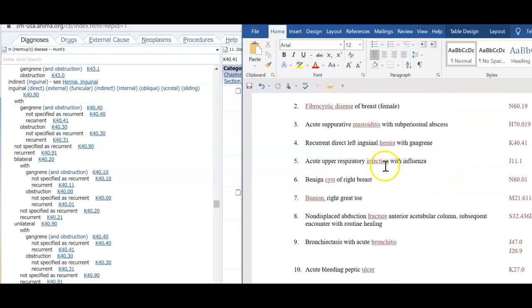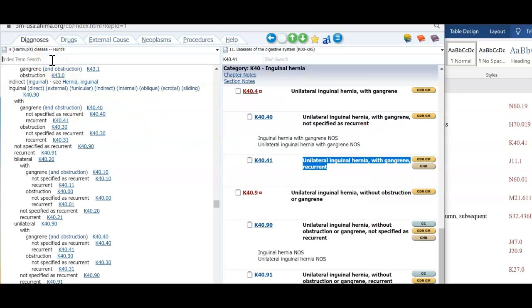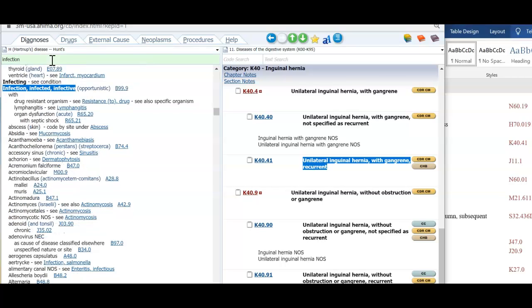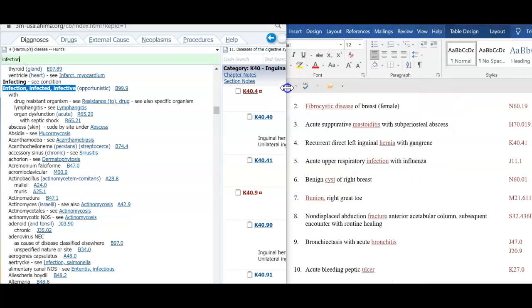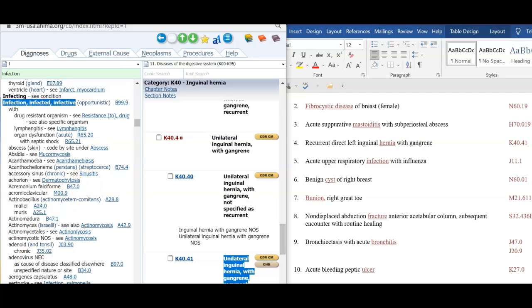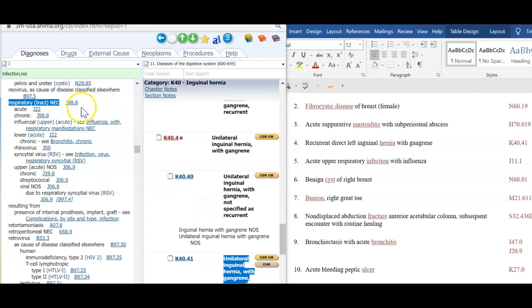Okay, and the next one here, this one's kind of tricky because we have infection, and you could probably go to influenza. Some of these you can use more than one main term. So let's just start off here with what they state, infection. We have upper respiratory infection. So with this right here we have respiratory and one infection. You go down to your subterm respiratory.